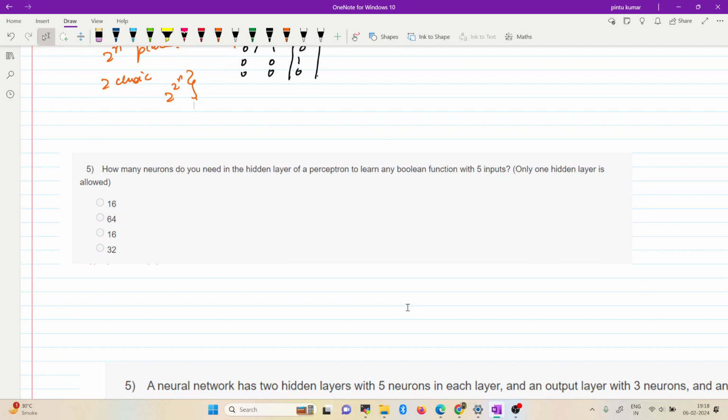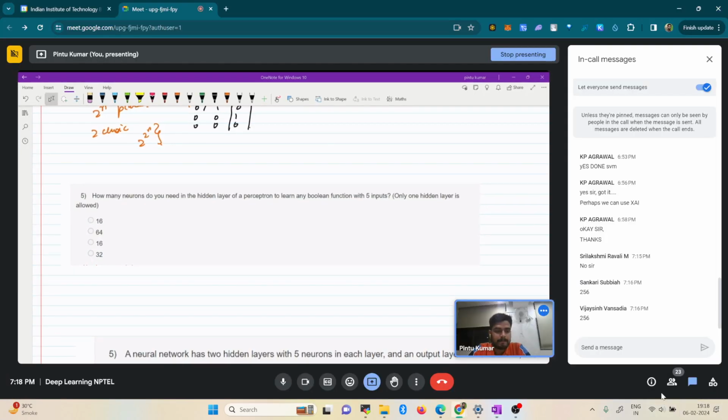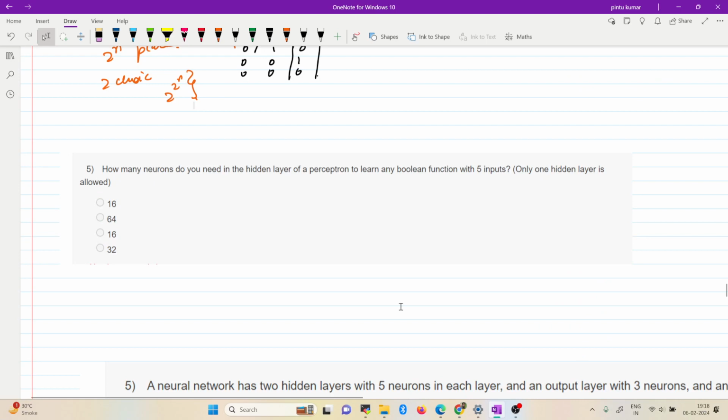So how many neurons? 30. I think that is correct. Yeah. Can you please mute yourself? Yes. So how many neurons do you need in the hidden layer of a perceptron to learn any Boolean function with 5 inputs? You have only one hidden layer allowed.